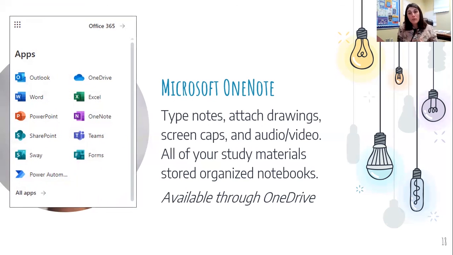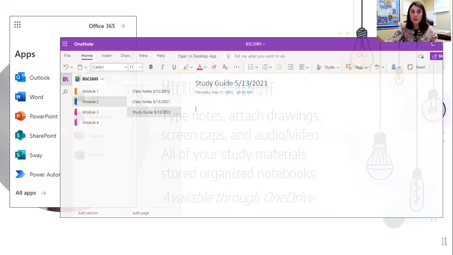OneNote allows you to type your notes. You can attach drawings. If you're on a tablet and you have the stylus pen, you can draw right on the notes. You can attach screen caps from videos or websites. You can also attach those PDFs, audio, video, pretty much all of your study materials stored in organized notebooks. And that's something that I really enjoy about OneNote, is that it allows you to create different notebooks for different classes, and then almost creating different tabs within that notebook so that you can further organize your notes.